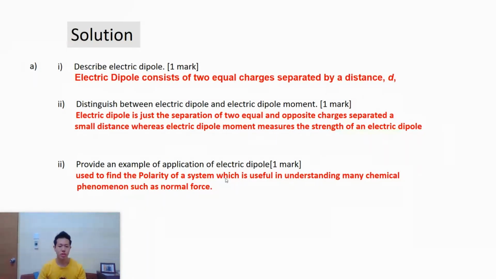Number 2 is to distinguish between electric dipole and electric dipole moment. The answer is that an electric dipole is just the separation of two equal and opposite charges by a small distance, whereas electric dipole moment measures the strength of an electric dipole. The third one is to provide an example of application of electric dipoles: used to find the polarity of a system, which is useful in understanding many chemical phenomena such as normal force.